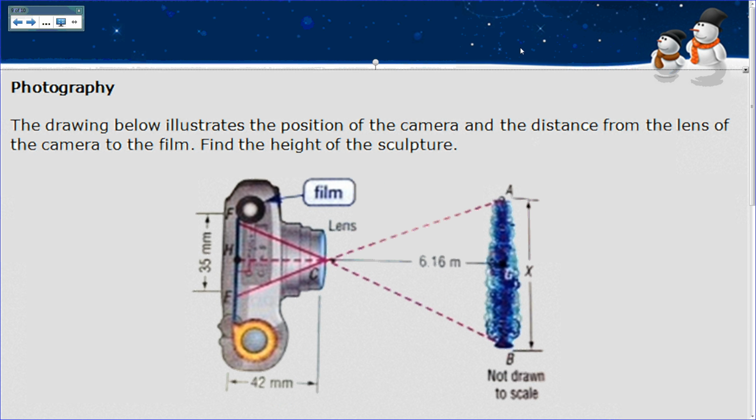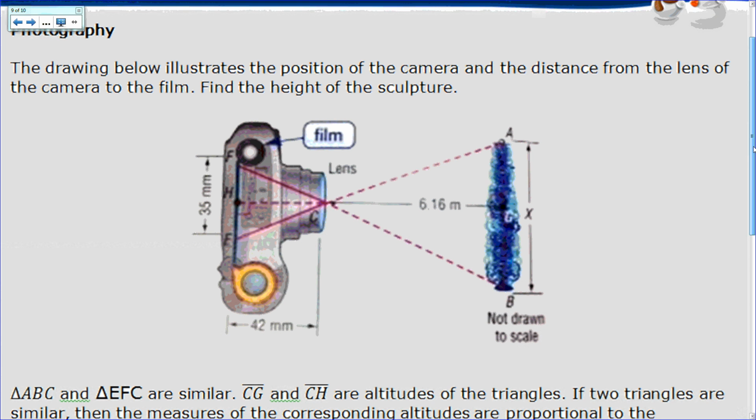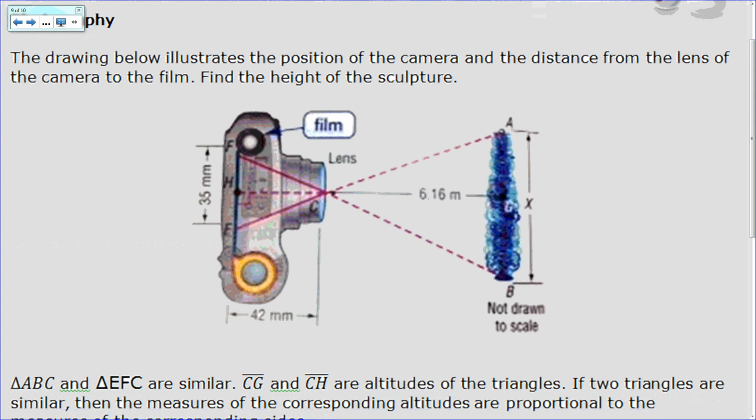Okay, now, what about photography? Okay, so let's say that we have this picture here. This is 35 millimeters. This is 42 millimeters. And this is 6.16 meters, and they want to know how tall is the tree. So if you're standing there and you're going to take a picture of the tree, this is basically what the camera is doing. It's creating these isosceles triangles for you.